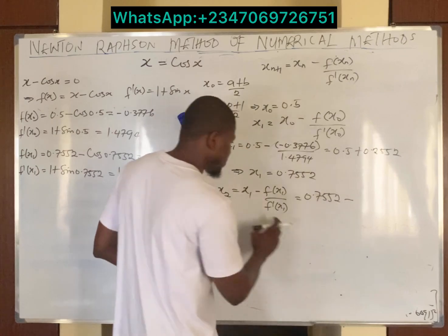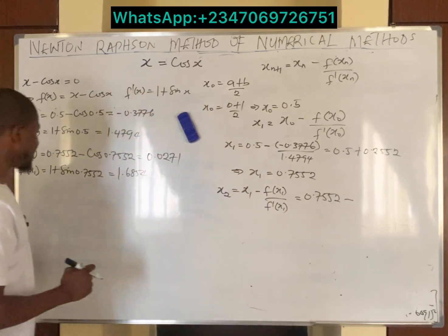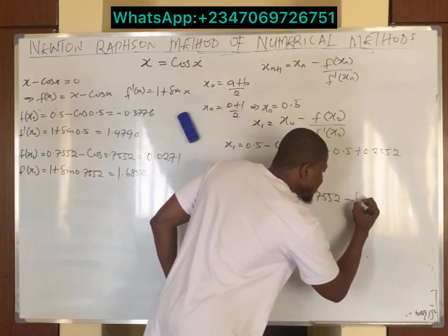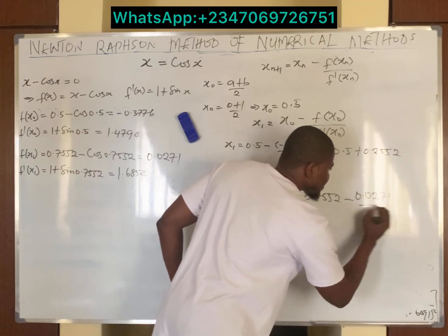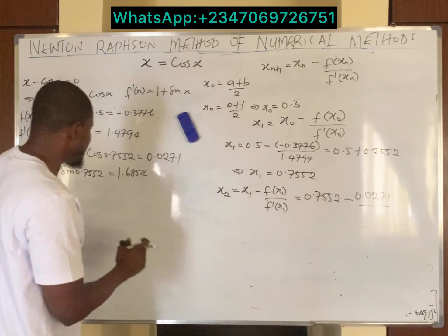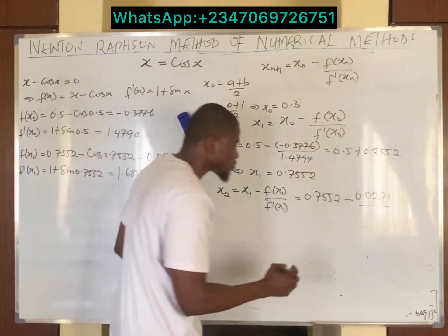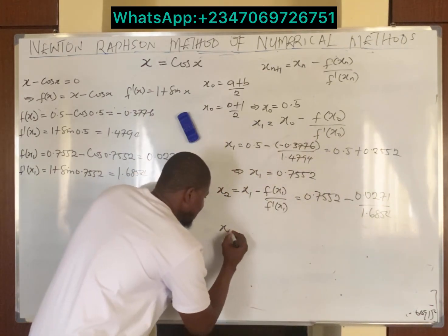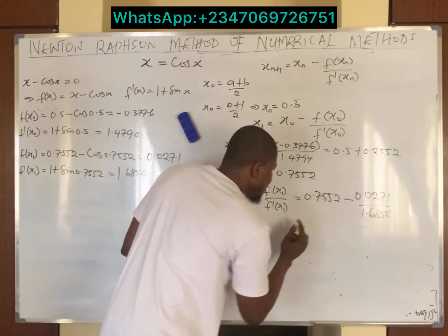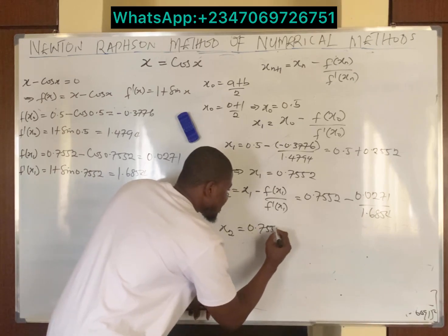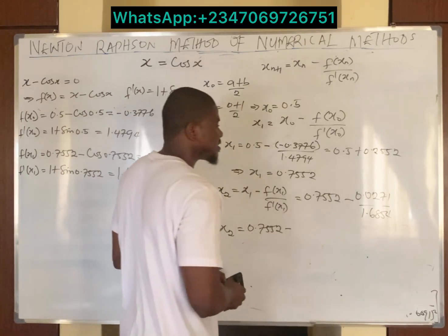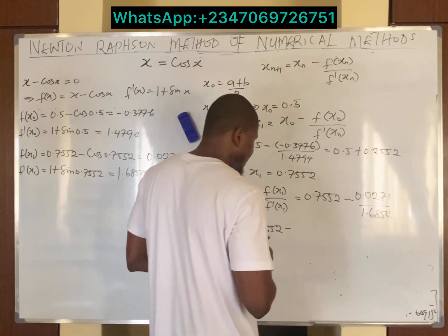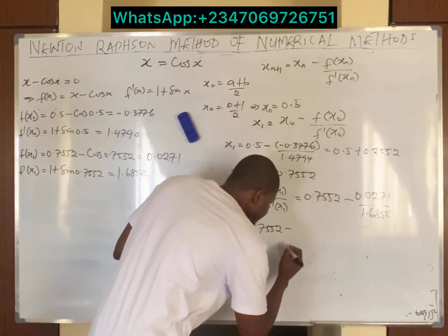So we have this here minus f of x1, that gives us 0.0271. So minus 0.0271 divided by f prime of x1, which gave us 1.6854. So this means our second root is going to be equal to 0.7552 minus, let us find this ratio. Okay, so 0.0271 divided by 1.6854. That ratio simply gives us 0.0271.